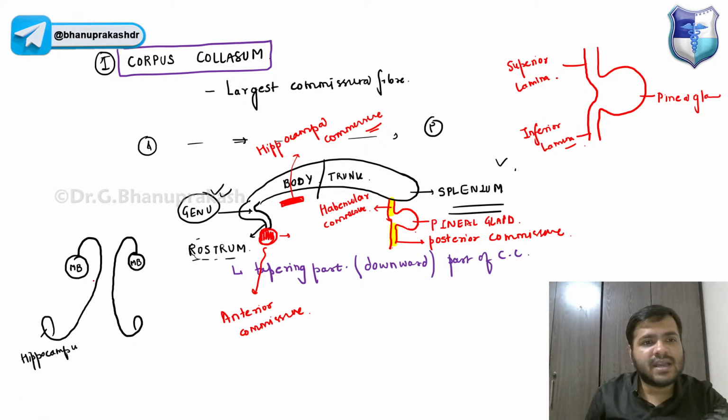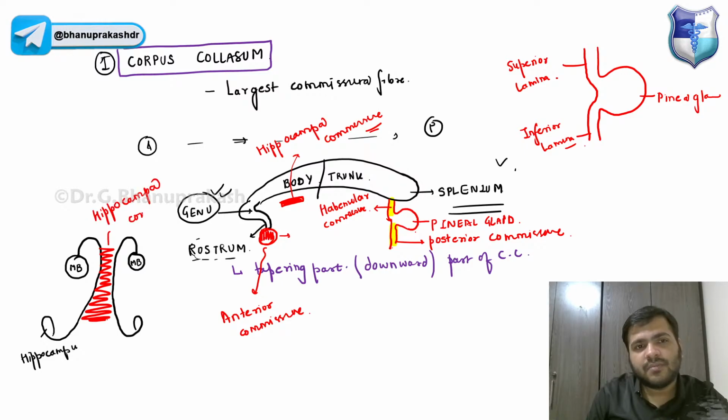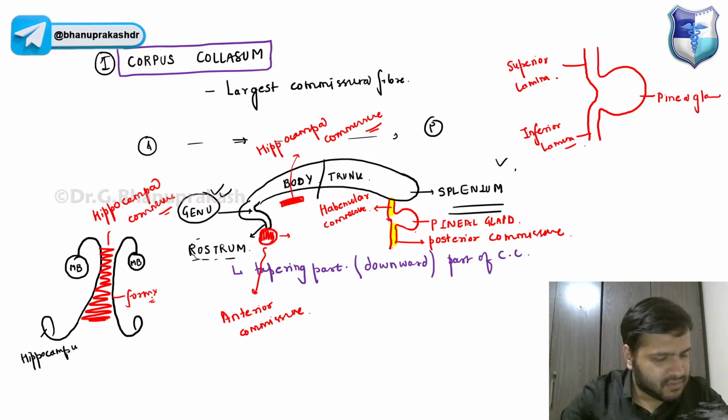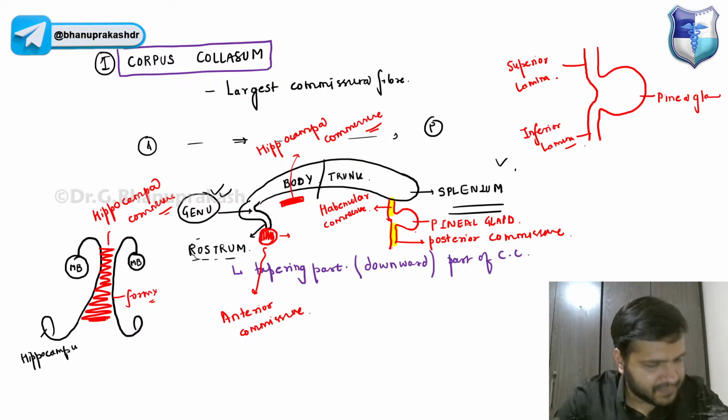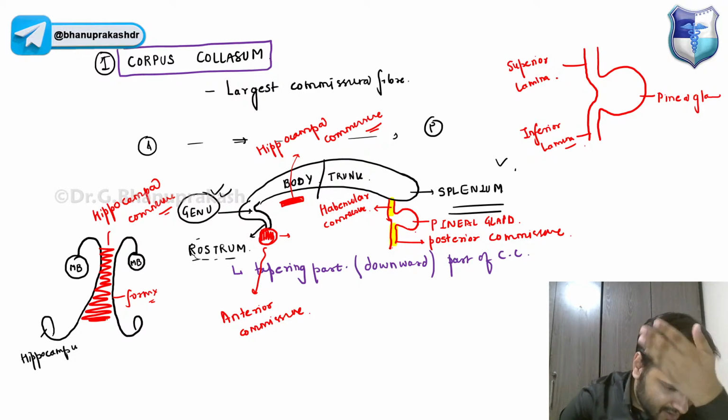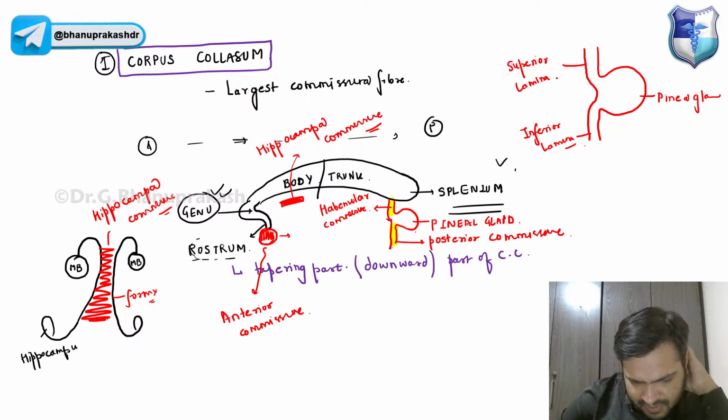Now where is this hippocampal commissure? This is a white matter bundle, guys. It is connecting these two fornix together, right? These are the fornix part of the hippocampus, and this is the hippocampal commissure. It connects the two fornix over here, right? So that is something you have to remember.